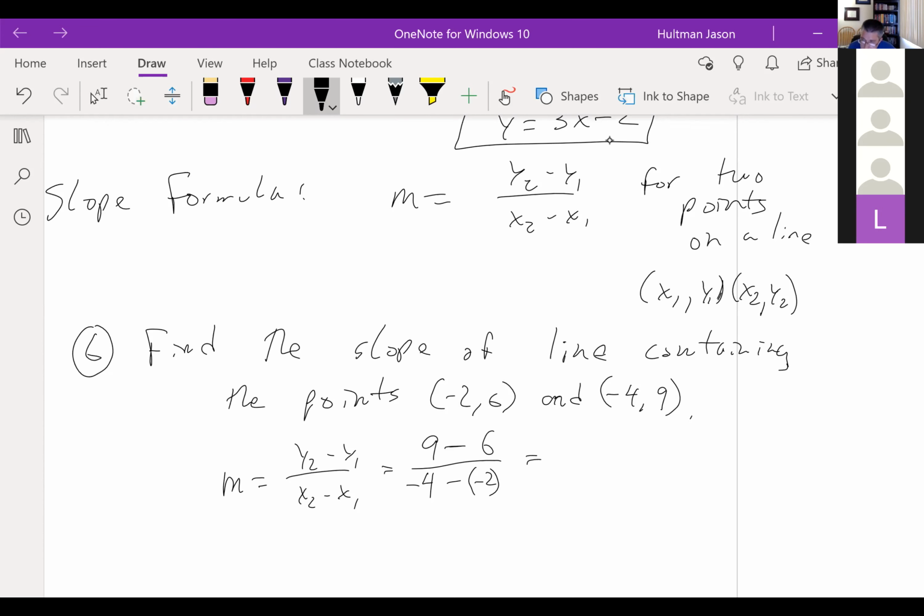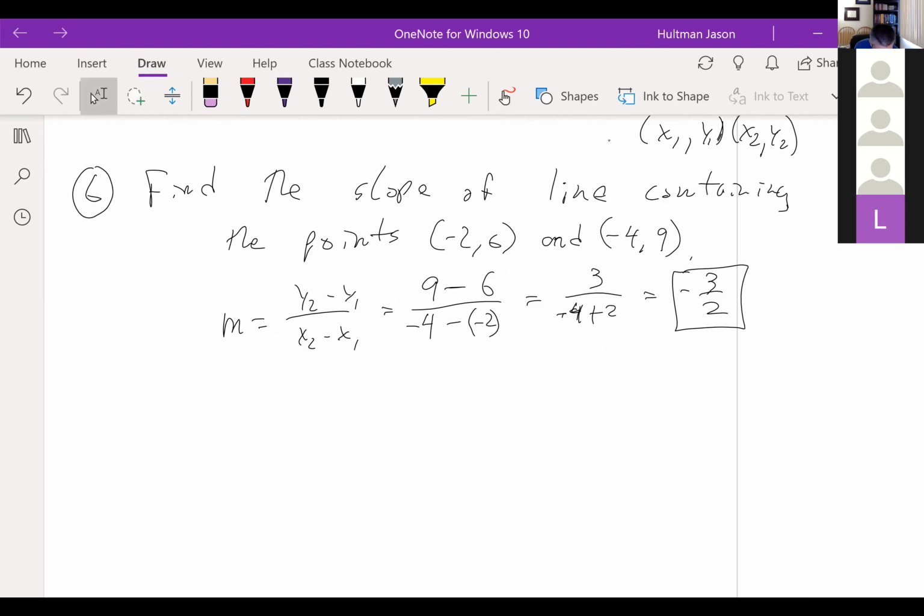Okay, so now we're going to add and subtract these. So this is 9 minus 6, which is 3. And -4 plus 2, which is going to be -2. So this is -3 over 2, right? Okay, so that's the slope of a line through those 2 points.